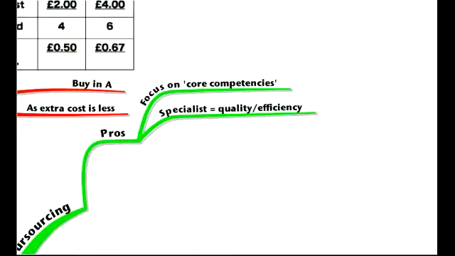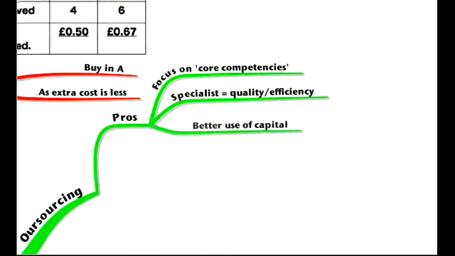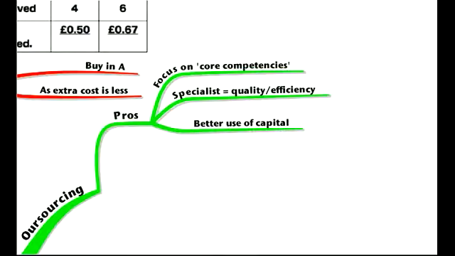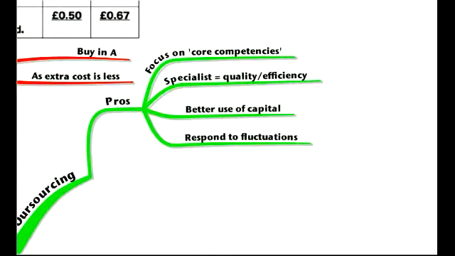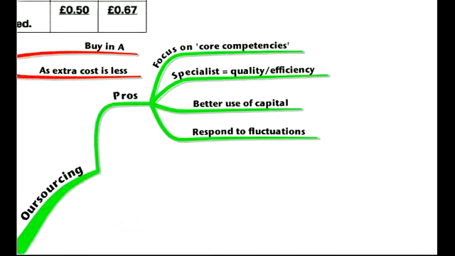A specialist should equal quality and efficiency. So by outsourcing to a specialist, it should give you better quality and better efficiency than doing it yourself. It's probably a better use of capital. You should use the capital that you have in the business to invest in new products or new projects rather than doing things that aren't your core competencies. Better to outsource those. Also, the outsourcer should be better able to respond to fluctuations in demand. You would maybe have to take on new staff, new employees, whereas the outsourcer should have resources available to respond to fluctuations in demand.